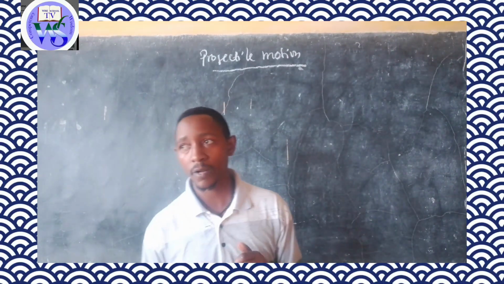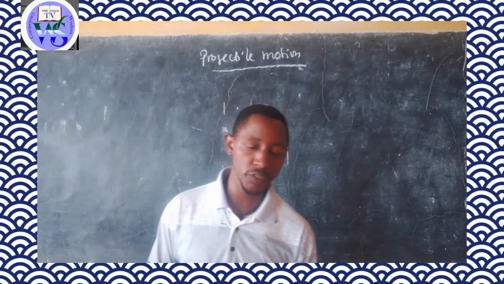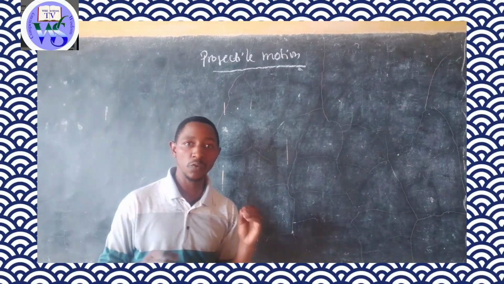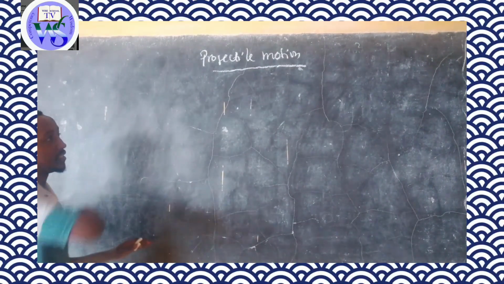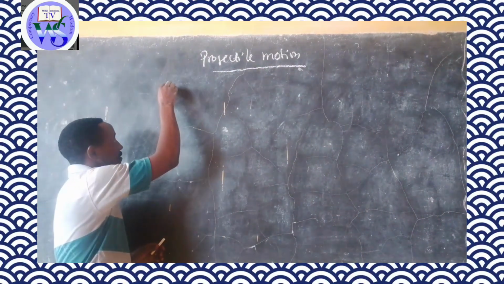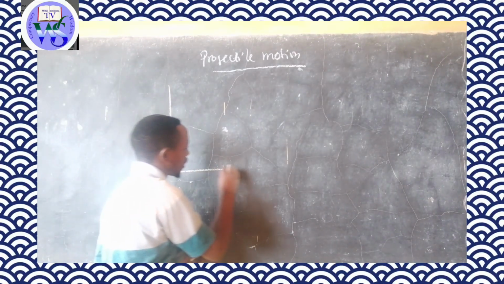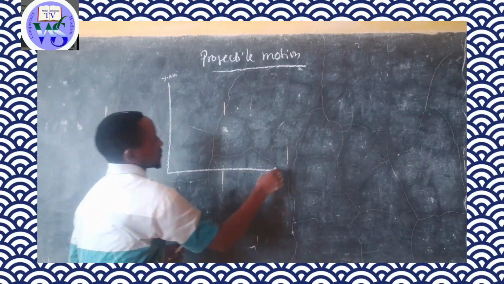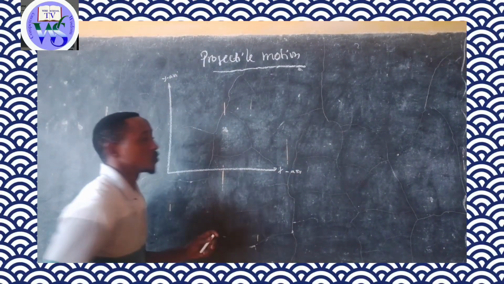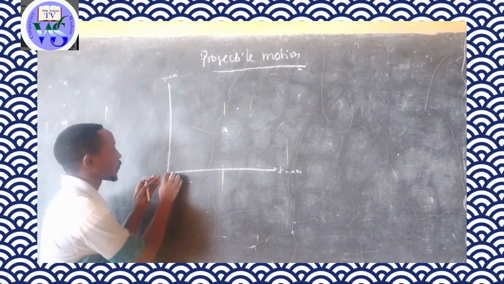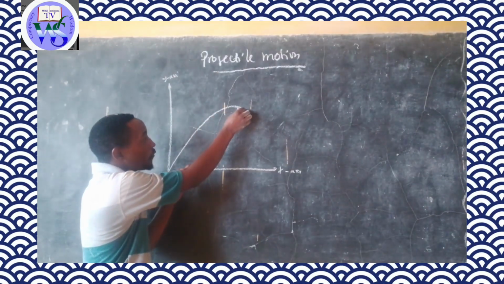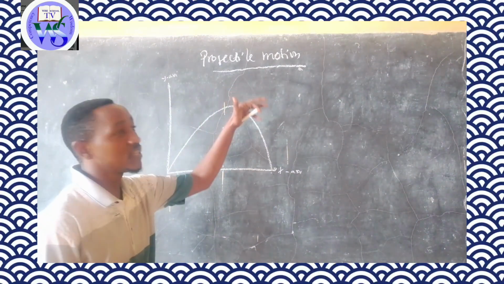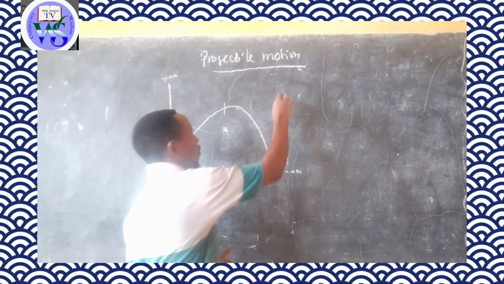Find the projectile motion formula. What is projectile motion? It is how to launch a certain object. For example, when you launch an object like that, this is the x-axis and this is the y-axis. When you launch the object from here, it moves upward and reaches the ground. So projectile motion is the launching of a certain object.